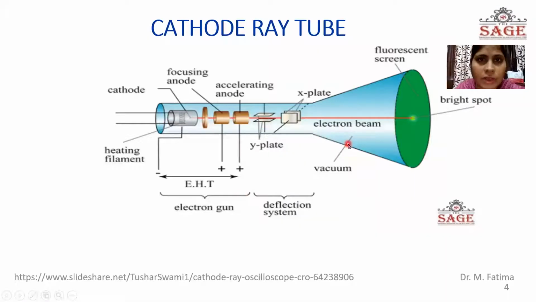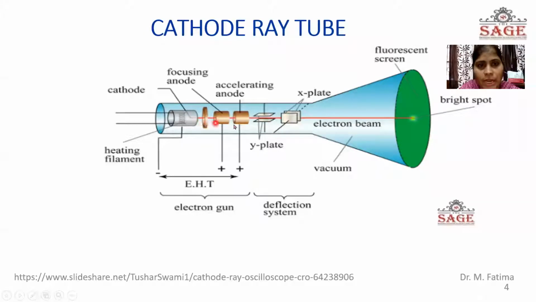So this is the cathode ray tube. The heart of the CRO is cathode ray tube. You see this cylindrical is the cathode. Inside of this filament is present. This is the pre-accelerating anode. This is focusing anode. This is accelerating anode. Then this is Y plate, that is vertical deflection plate. This is X plate, that is horizontal deflection plate.